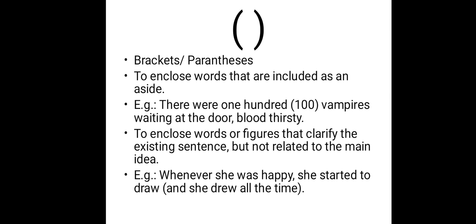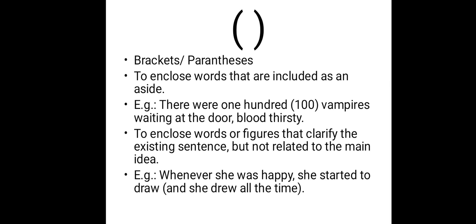To enclose, usually we put brackets when we are writing something included as an aside. There was 100. You know, people who can understand what is 100, they can understand. If not, you can write it in brackets. There are 100 vampires waiting at the door, bloodthirsty.